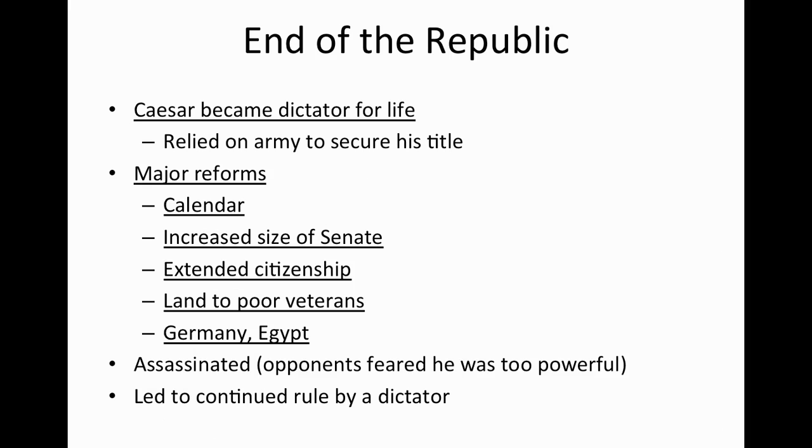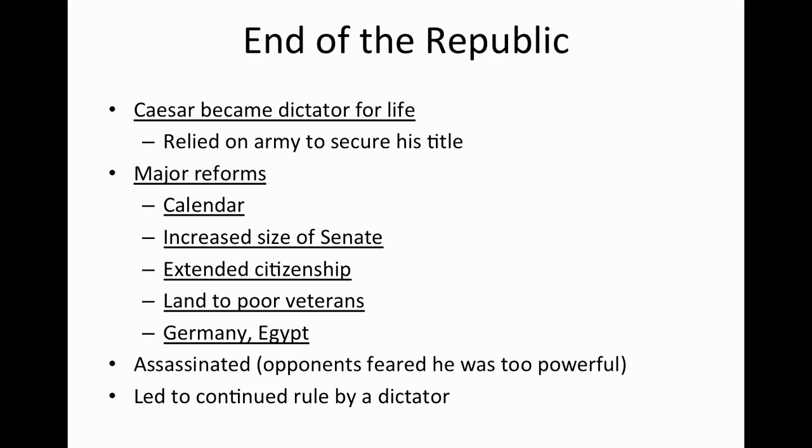The Republic does come to an end when Caesar becomes dictator for life. So he basically seizes power, no pun intended. He's going to rely on the army to secure that title. There's still going to be a Senate, but the Senate will weaken. Those assemblies will see weakened powers. But he's considered a successful ruler because of his reforms, like establishing a modern calendar. He does increase the size of the Senate to give more patricians a voice at least. He extends citizenship to more people. And he gives land to poor veterans, and he expands the Roman Empire into Greece and Germany.